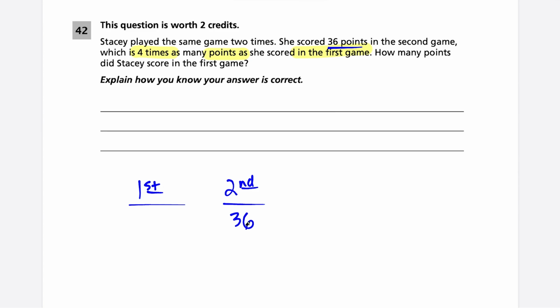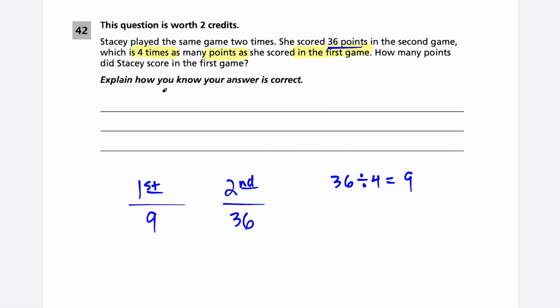How do we go from 36 backwards? Well, if we had some mystery value and to go forward we go times 4, to go backwards, the opposite of multiplying by 4 would be to divide by 4. So we could do 36 divided by 4, and 36 divided by 4 is 9. So this tells us that Stacy scored 9 points in the first game.